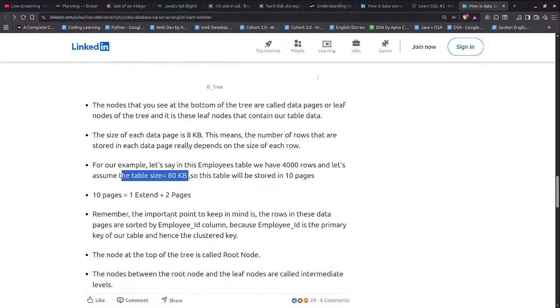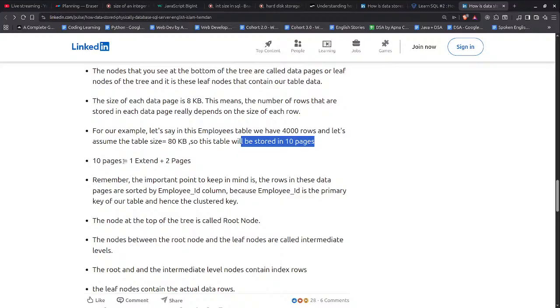So this table will be stored in 10 pages, because one page can only take 8 KB of data. So if we want to store this whole table, whole row, it will be stored on 10 pages. So we have 4000 rows. Let's assume the table size is 8 KB. That simply means one row is going to be stored in 10 pages. So 10 pages, one extent plus 2 pages.